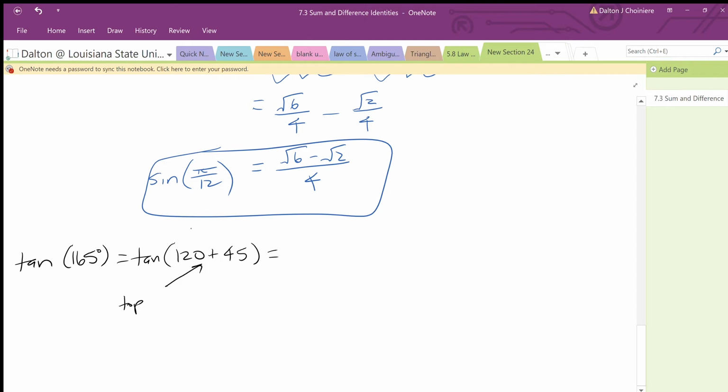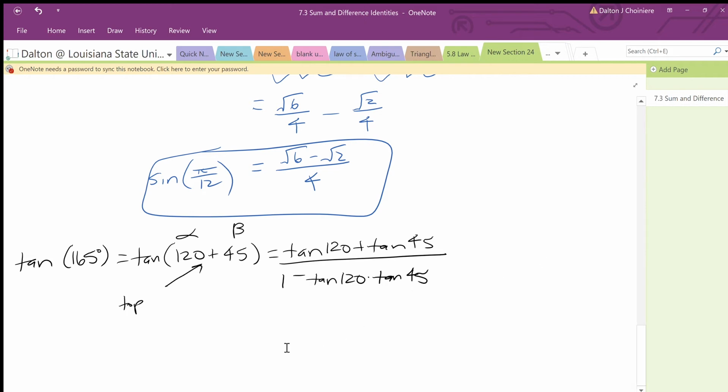Remember, the first number is alpha, the second number is beta. So I have the tangent of alpha plus the tangent of beta. So that'll be the tangent of 120 plus the tangent of beta, which is 45, all over 1. I'm using the top signs, so that's going to be minus the tangent of alpha, 120, times the tangent of beta, which is 45.